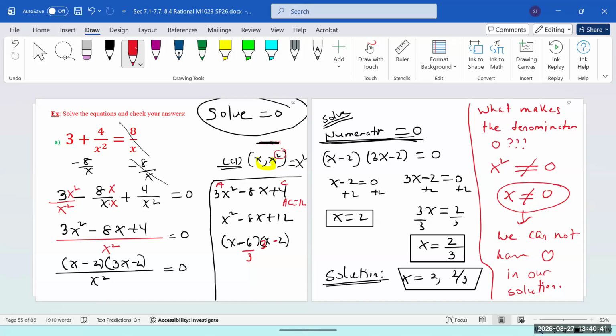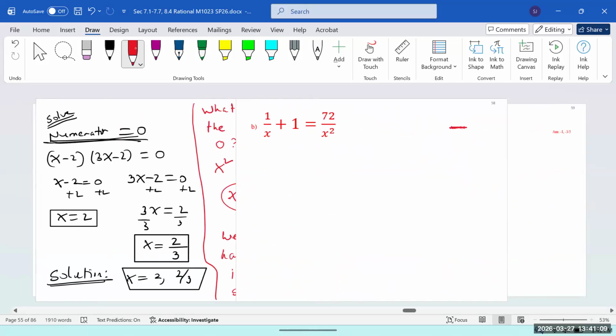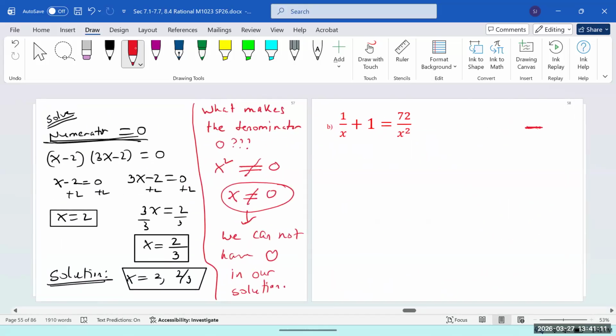So see, I did it step by step. I use different colors for different steps. So do not try copying the solution steps, try to understand the steps. Step 1, bring everything to one side. Step 2, look for the LCD. Step 3, once you have your LCD, multiply top and bottom by the missing piece. Once you multiply, then our goal is to do factoring.